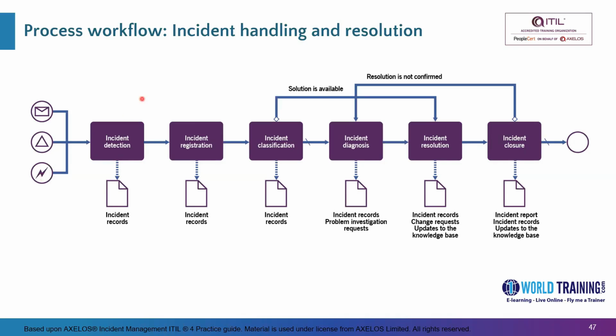So we have 6 steps: incident detection, incident registration, incident classification, diagnosis, resolution, and closure. From the classification, it can even jump directly to resolution if a solution is available. Otherwise, it has to go through the incident diagnosis process. During the closure, if the resolution is not confirmed, it will, of course, come back to incident diagnosis again. So let us now understand what happens in each of these steps.